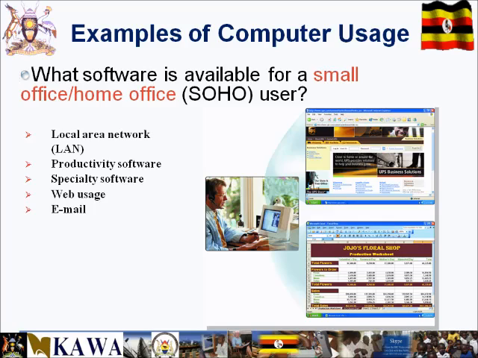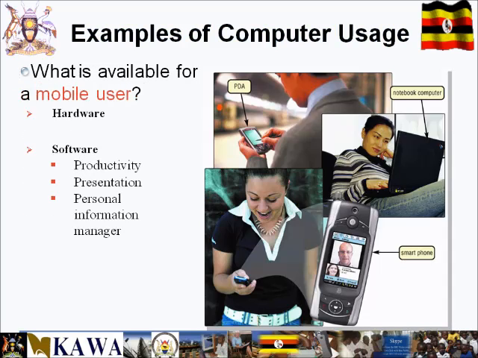So what software is available for a small office or home office, abbreviated as SOHO, user? You may have a local area network, LAN. You may have productivity software, specialty software, web usage, and email. Those terms here, you'll find them as we interact, and they'll be more simplified.